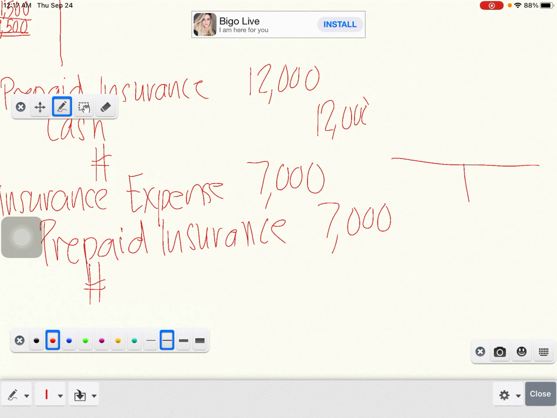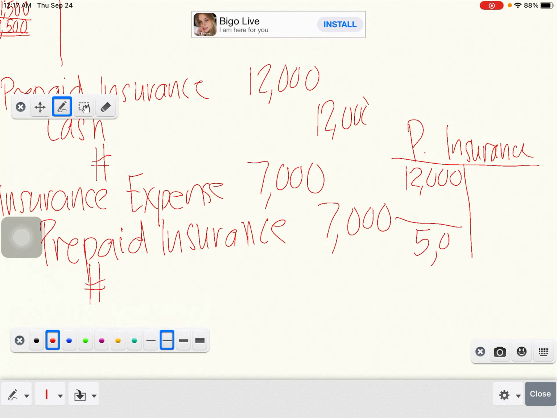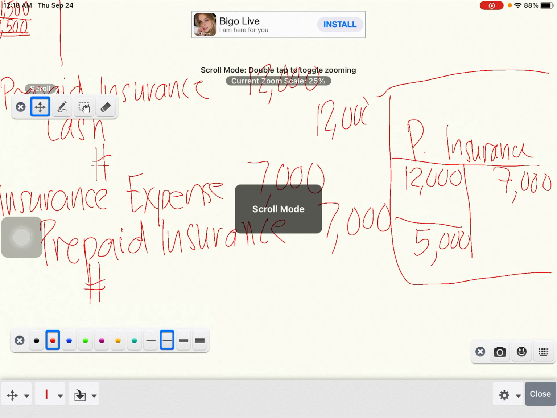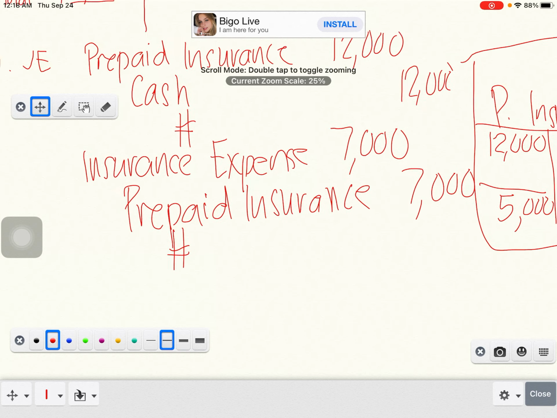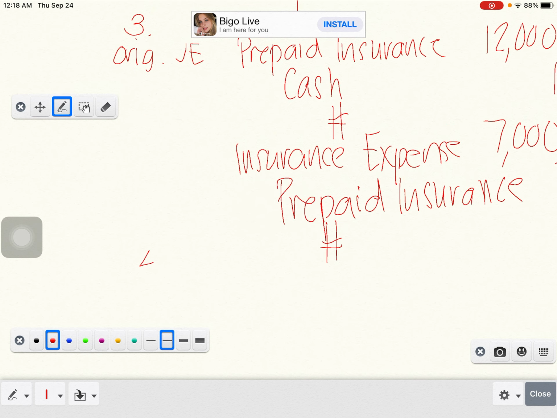So, if you will make the T account, the prepaid insurance, so, naka-debit kag 12,000. Our goal here is to have 5,000. So, how much is the expense portion? Kuhaan na to 7,000. This is just to check whether your solution is correct. You could always use the T account. So, this is your adjusting entry.